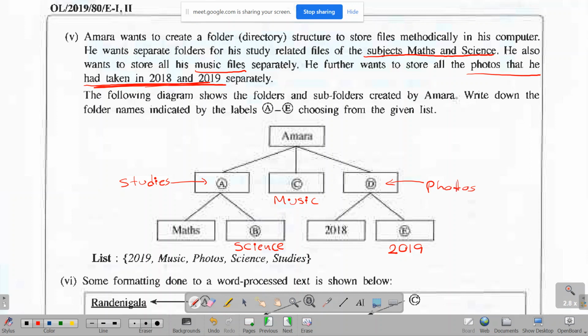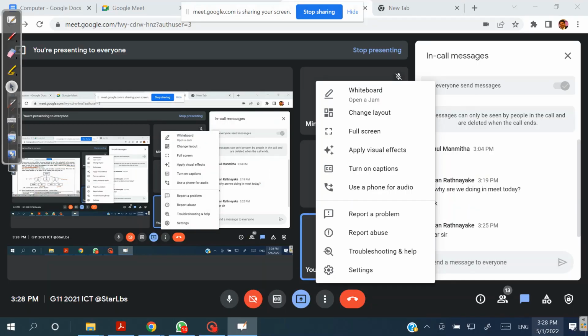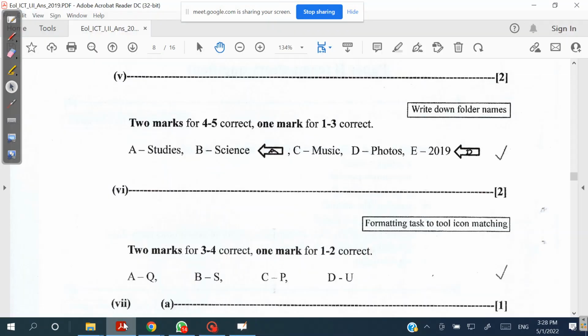And D, of course, it's going to be photos. Right, so A is studies, B is science, C is music, D is photos, and E is 2019. So if you think about the allocation of the marks, it goes like this: 2 marks if 4 or 5 are correct, 1 mark if 1 to 3 are correct.